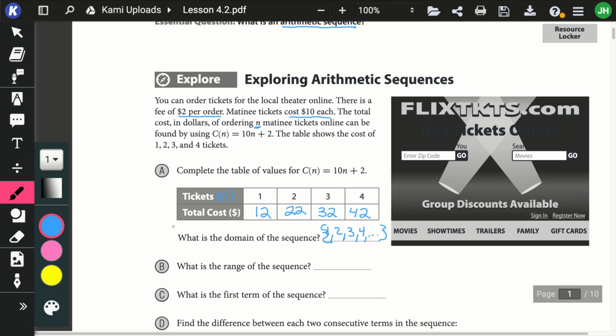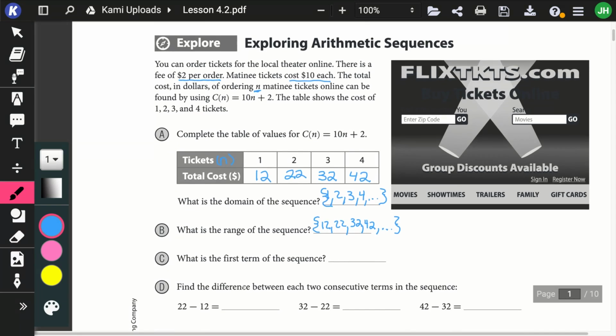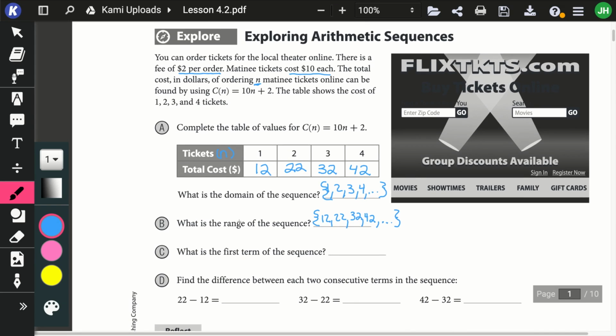What is the range of this sequence? So this is the total cost. They're asking how much. So this is going to be 12, 22, 32, 42. And what do you think? If they kept buying tickets, it's going to go up, right? Now we're going to ask, what is the first term of this sequence? Well, the first term here is under the 1. That's going to be 12.